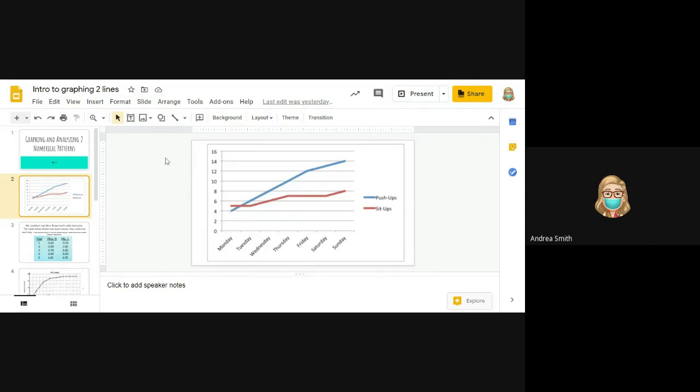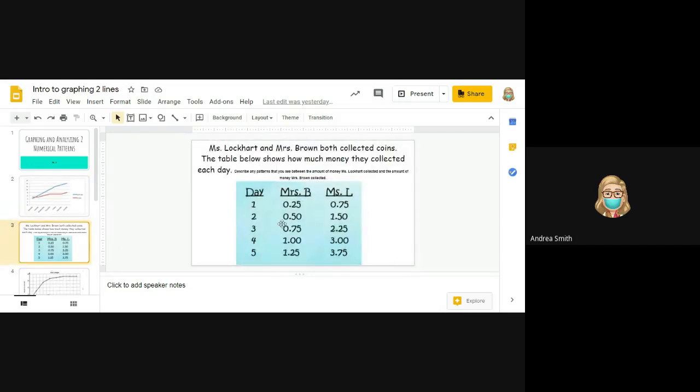You could write the ordered pair for 2 lines or for 3 lines. It doesn't matter. But keep a chart of your ordered pairs that you are plotting when you have more than one, especially because the information can get kind of confusing if you have too much. Here's an example of what I'm talking about. Here you have 5 days. We have Miss Lockhart and Mrs. Brown, who both collected coins. So you know that on your chart, it's going to look like coins, okay? The table below shows how much money they collected. This is just an example to show you what I'm talking about when I said keep your data collected in a chart, the same way we did with our ordered pair.